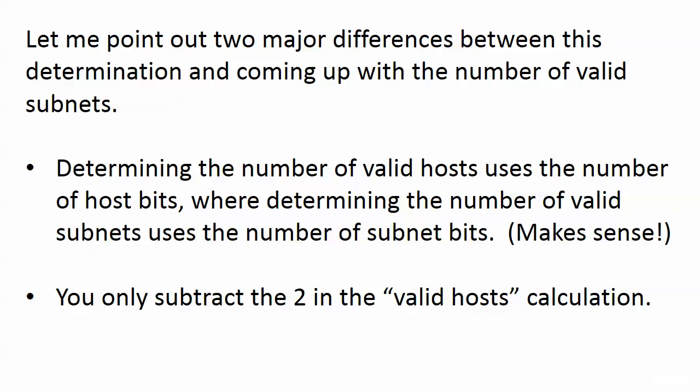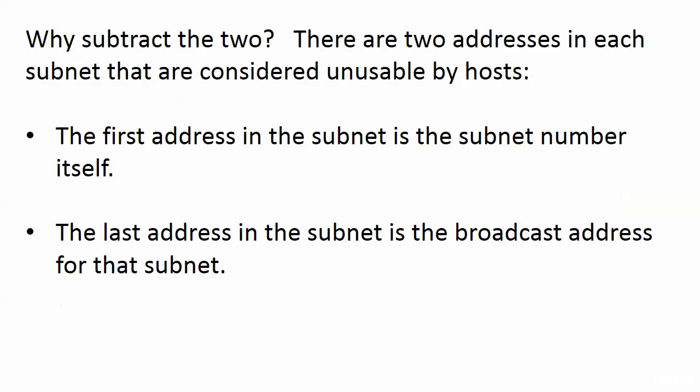Now, why do you only subtract the 2 in the valid host calculation? Where are those 2 coming from? Well, there are 2 addresses in every subnet that are considered unusable by hosts. The very first address in the subnet is the subnet number itself, so we can't assign that one to a printer or something like that. The last address in the subnet is the broadcast address for that subnet.